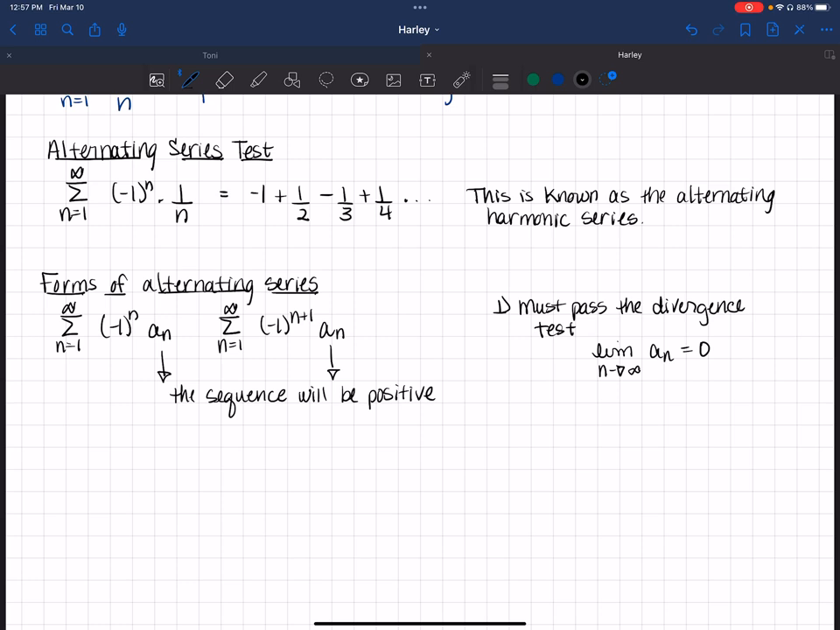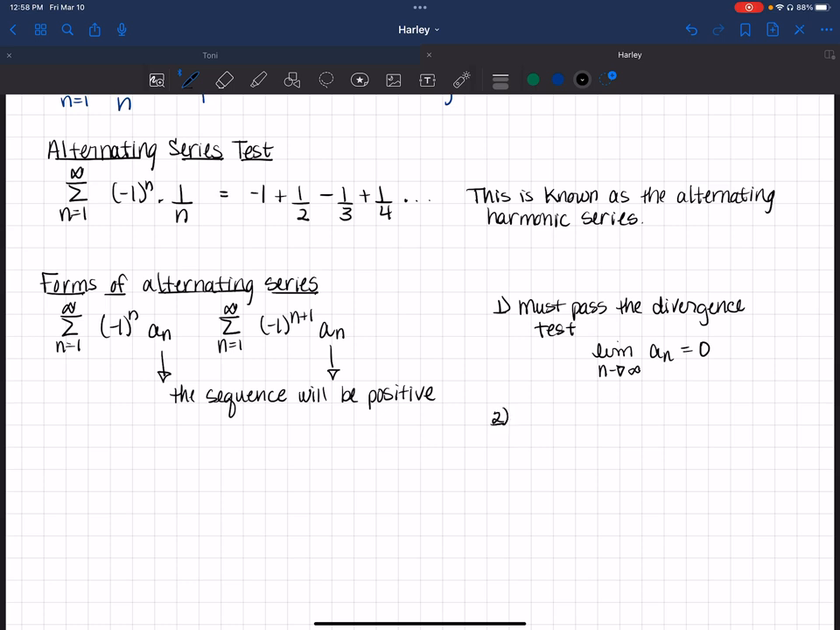If that limit of a sub n, and what that means is we strip off that (-1)^n or the (-1)^(n+1), we strip off whatever is causing the series to alternate, and what we have left is a sub n. We take the limit of that, it has to equal 0. That's the first criterion that it must meet in order to converge.